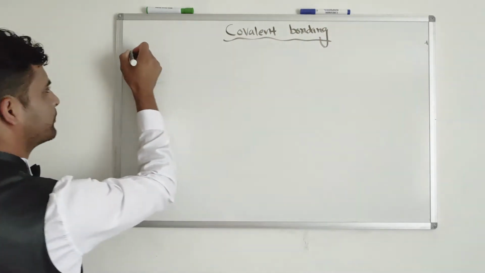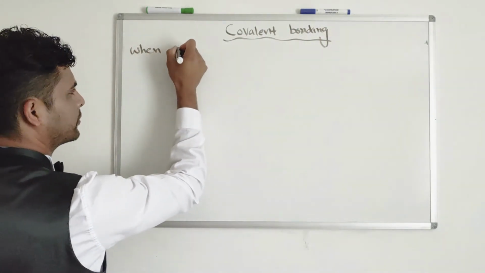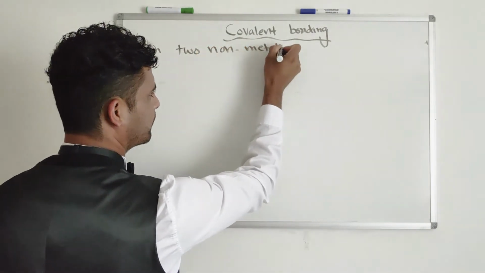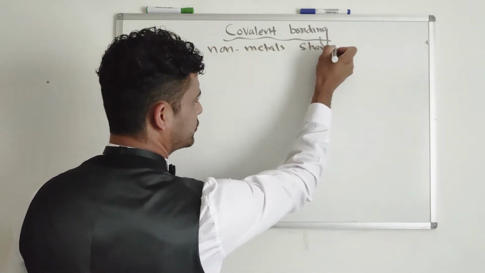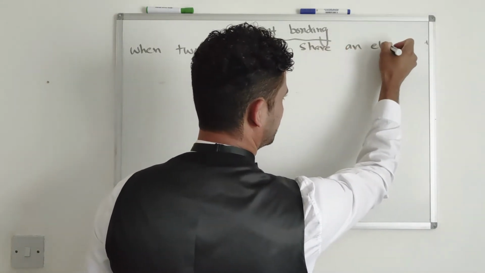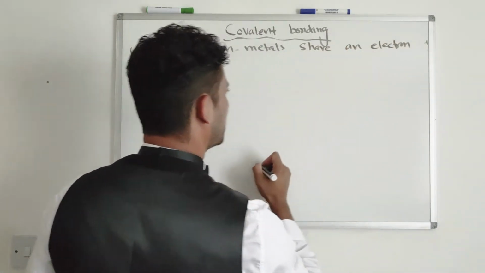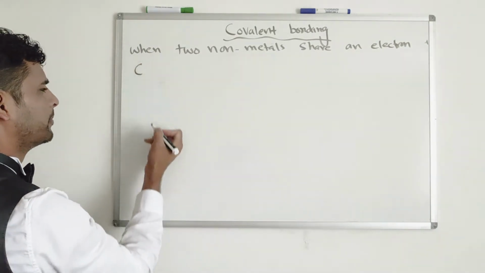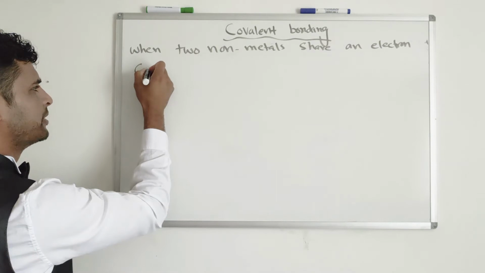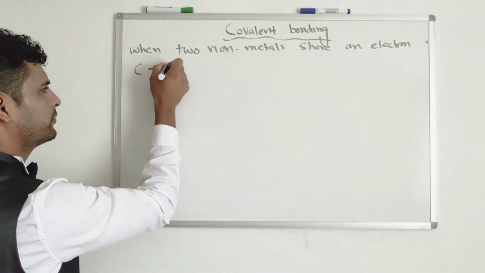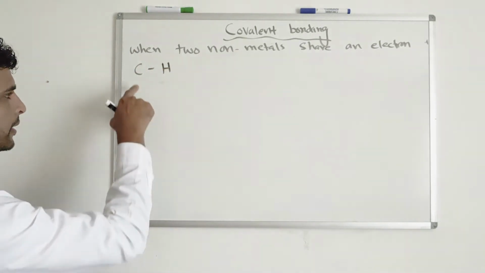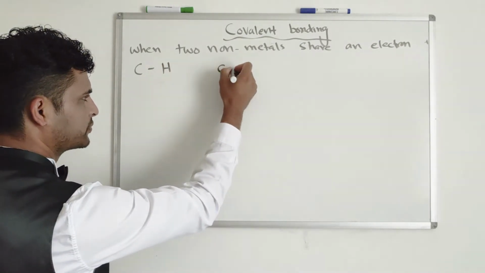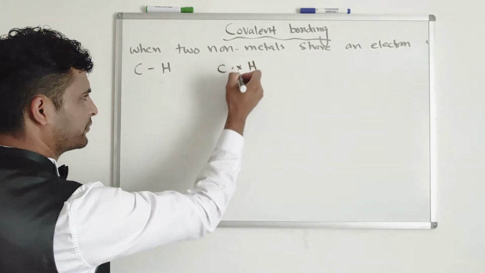when two non-metals share an electron. For example, carbon, when it is going to make a bond with hydrogen, that bond is actually because carbon is going to share one electron with hydrogen.